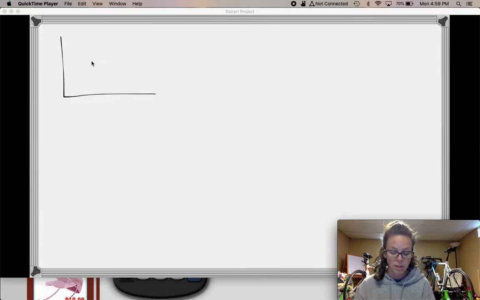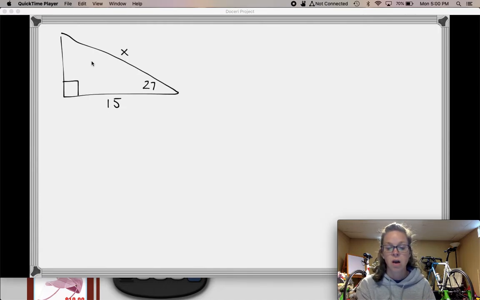So in our first example, I'm going to have a right triangle. So I'll mark my right angle in there. And then we're going to know that this bottom side is 15. We're going to have an angle measurement of 27 degrees. And what we want to find is how long is that slant side or the ramp or the hypotenuse here.